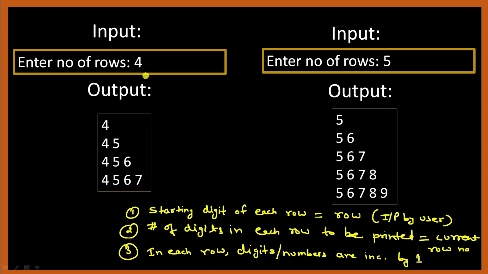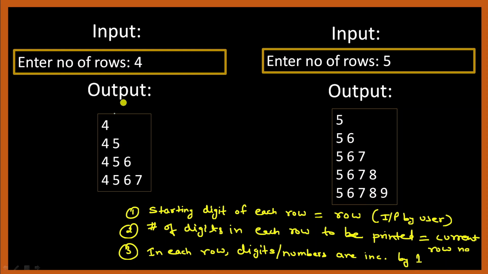Let's say the user gives the number of rows to print as 4. Then 4 rows should be printed following the pattern. If the number of rows is 5, then a total of 5 rows should be printed following the pattern. Now, how does the pattern look, and how can we print it?